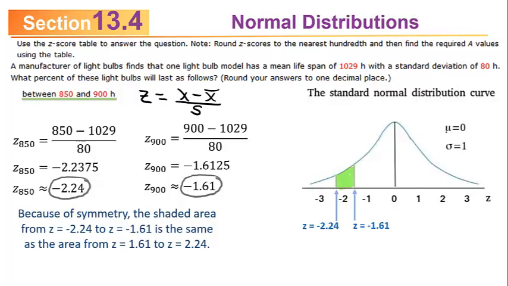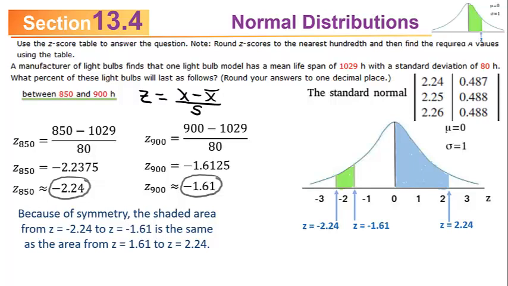We know the table does not give negative z-values, so we have to think about the symmetry and realize that the area to the left between negative 2.24 and negative 1.61 is exactly the same as the area between positive 1.61 and positive 2.24, and we can look those up in the table. How do we do it? Just like we did in the previous problem. We look up the biggest area, the biggest z-value. And if you look that up in the table, you'll find out that that area is about 0.487.